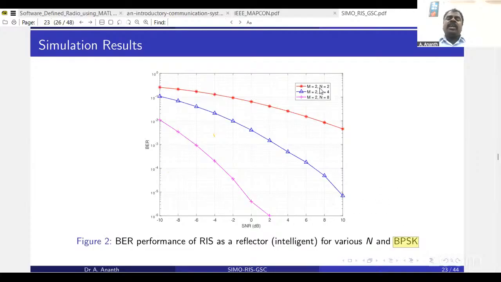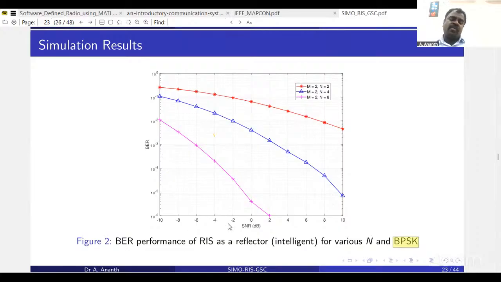Similarly, N equal to 2 represents the number of RIS elements present. So if we have only 2 elements, how will the performance be? That's what this red line shows. Similarly, if we keep 4 RIS elements, how will the performance be? That is the blue line. And similarly, if you have 8 elements, how will the performance be? From this, you can understand that as the number of RIS elements is increased, the performance of the system improves. That means we are able to achieve a lower BER.